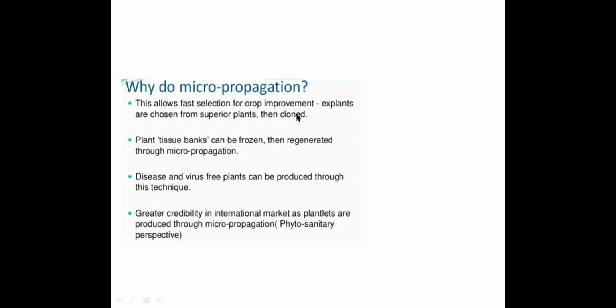Now, fast selection for crop improvement. You can use explants from superior plants which have good characters, like ripe, extra tasty fruit, or a larger fruit, or some other good character. You can combine them and you can clone them. So why do you have to clone them? Because you don't have the fear that the character will be lost.